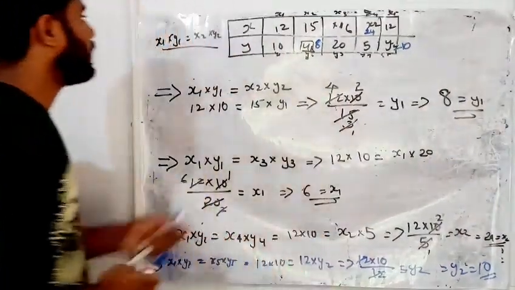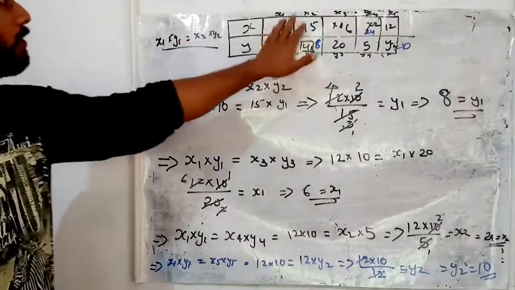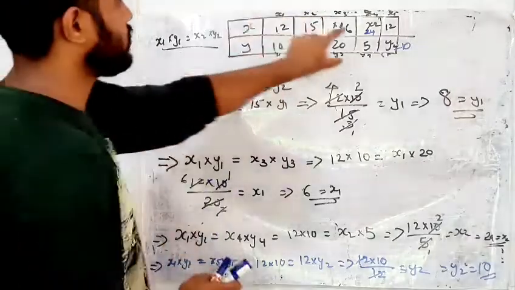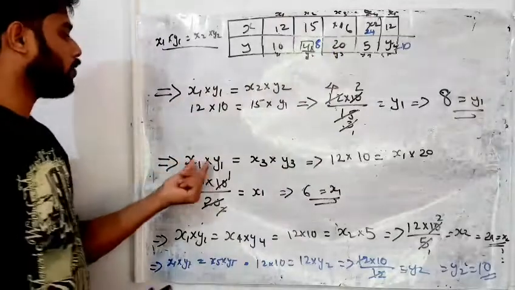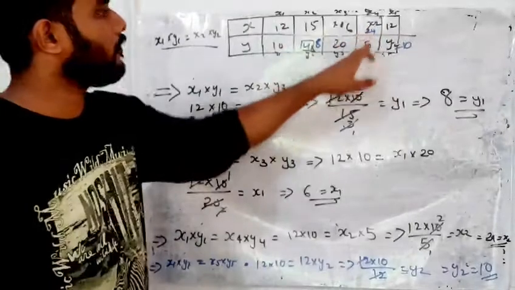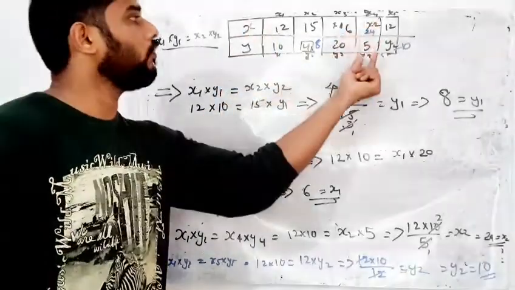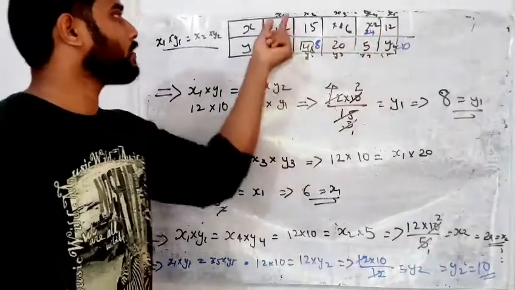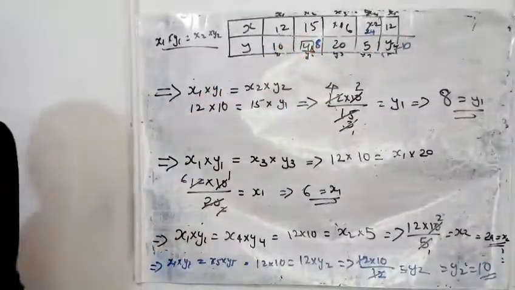Clear? So with the help of this equation, x1 into y1 is equal to x2 into y2. Then for these 4 variables, x1 into y1 is equal to x3 into y3. And for these 4 variables, x1 into y1 is equal to x4 into y4. And for these 4 variables, x1 into y1 is equal to x5 into y5. Clear? Now, word problems. Question number 3.